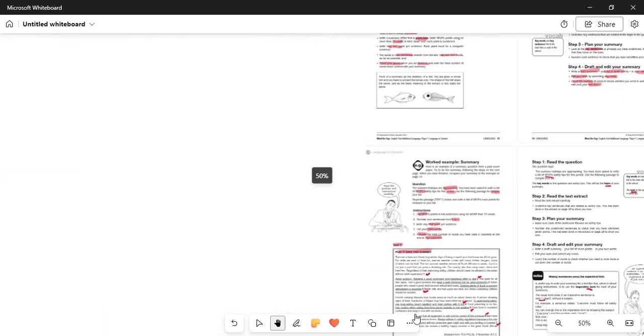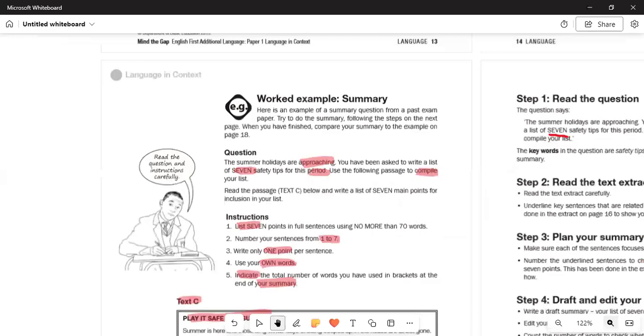All right. And then I would want us to zoom in so that we can see this particular concept here, the worked out example of this summary. As you can see on this page, this is the worked out example of the summary. It starts at the worked example, and it says here is an example of a summary from a past question paper exam. Try to do the summary, following the example.